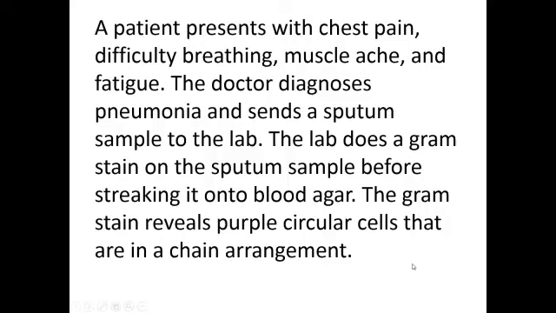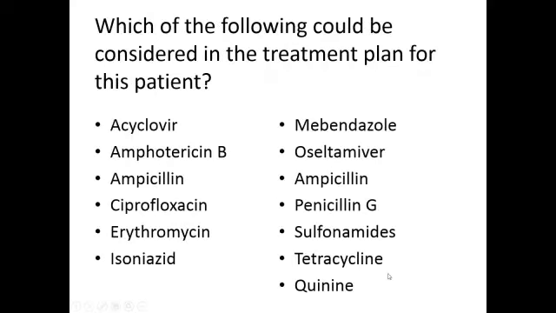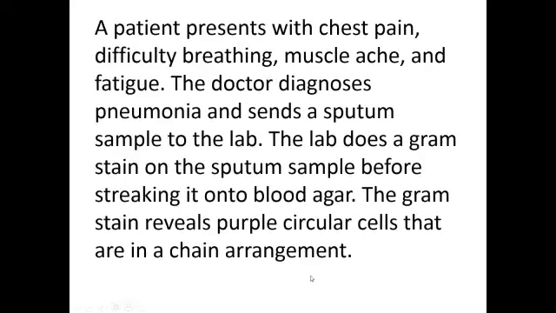So for the next question, I'm asking you what kind of drugs would be best to use for this patient. So you have to know from the initial scenario what kind of pathogen it is. And the part that gives you that clue is that they stain purple, they're circular, and they're in a chain arrangement, which means they're gram-positive streptococci.